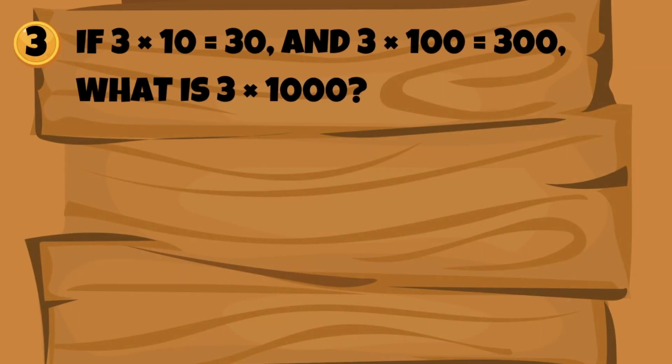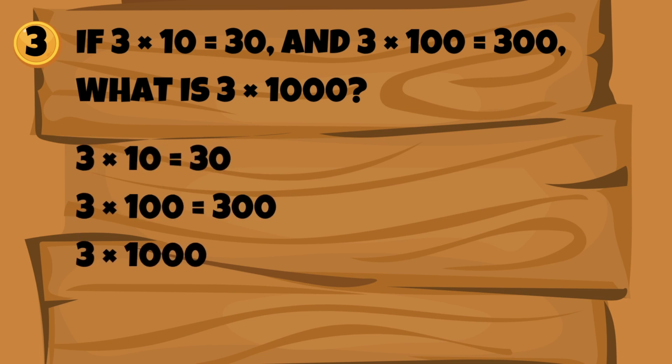Solution for question 3. In 3 times 10, we have added 1 zero to 3 to make it 30. In 3 times 100, we have added 2 zeros to 3 to make it 300. So in 3 times 1,000, how many zeros do we add? Since 1,000 has 3 zeros, let's add 3 zeros to make 3 into 3,000.